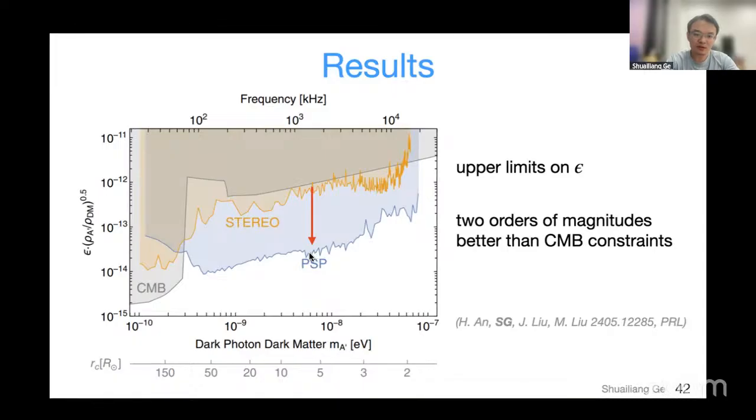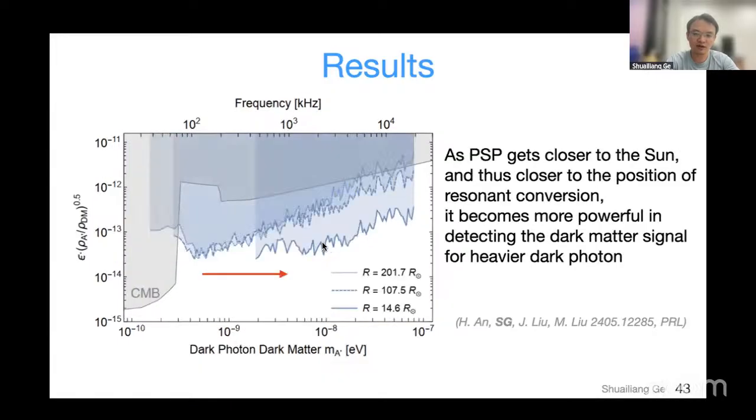The advantage of the Parker Solar Probe can be seen more clearly in this picture: as Parker gets closer to the sun, it gets closer to the location of resonant conversion. So it becomes more powerful in detecting the converted signal from dark photon dark matter. This is especially useful for detecting heavier dark photons.